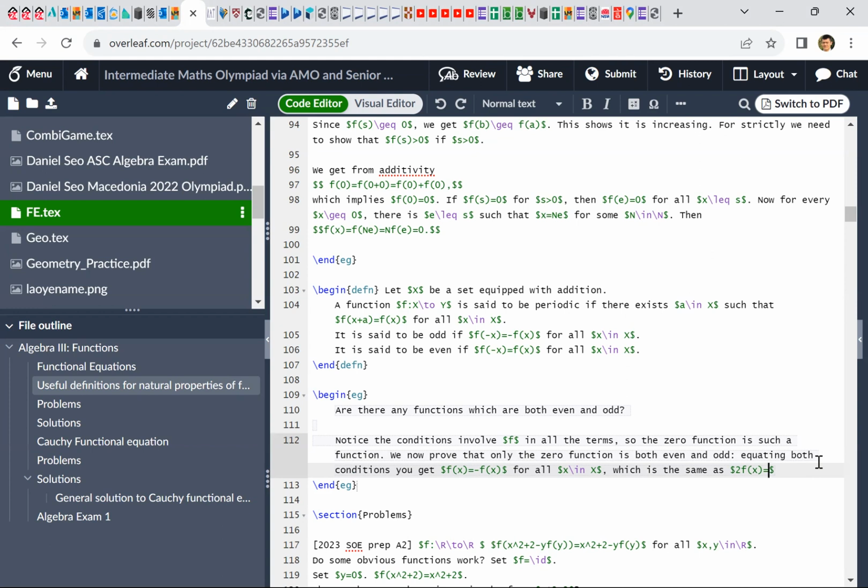Okay, so I need someone to be a bit more, so I'm thinking of maybe another function that might be considered. So there's something non-zero. Can you think of anything non-zero?